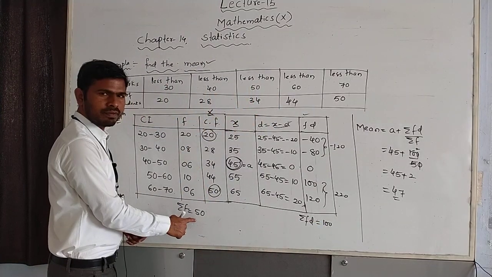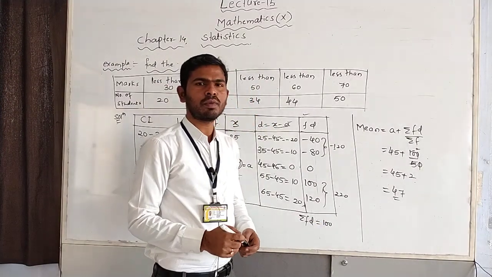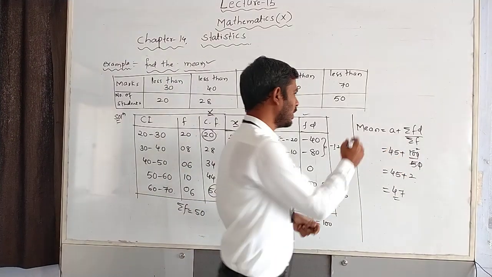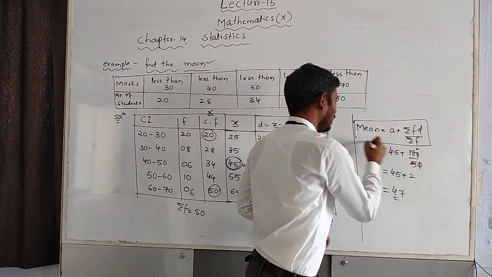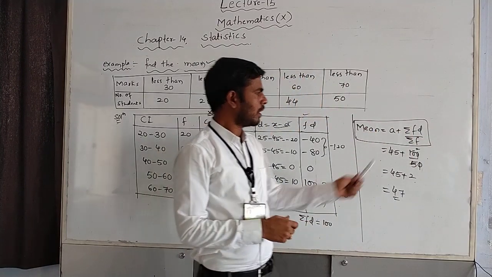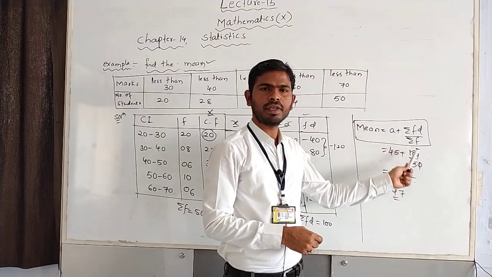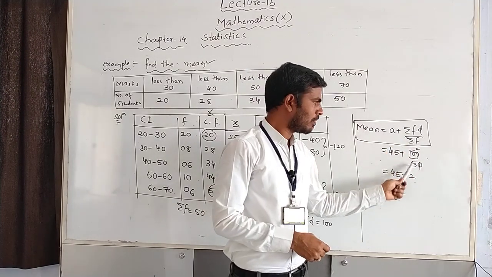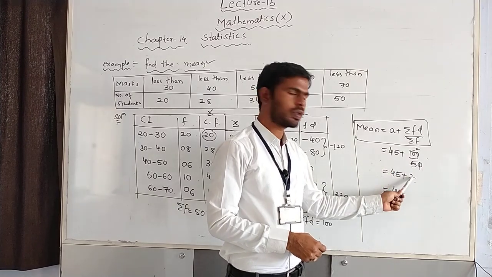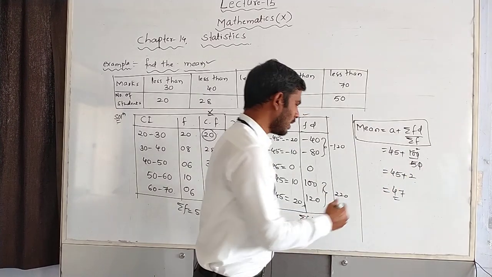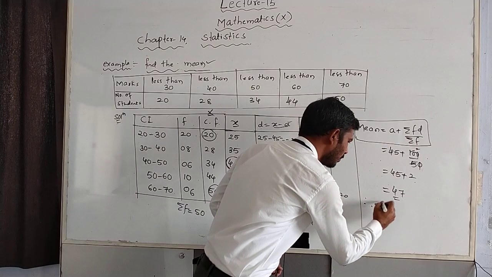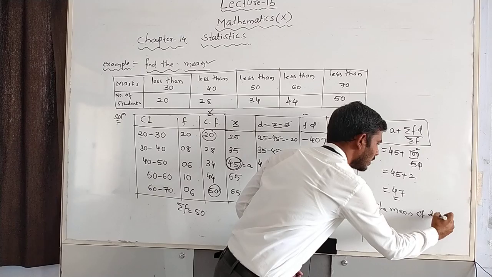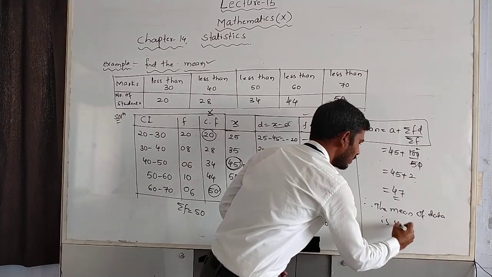Sigma F is already 50. So next you have to use the formula mean equal to A plus sigma FD divided by sigma F. This is the mean for the assumed mean method. So A value is 45 plus sigma FD is 100 divided by sigma F is 50. 0 0 cancel. 5 ones are 5, 5 twos are 10, so 45 plus 2 equal to 47. So last you have to write: therefore the mean of the data is 47.